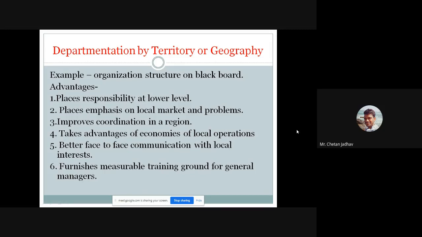Production and customer improvement. So, furnishes measurable training ground for general managers. Furnishes measurable training ground for the general managers.